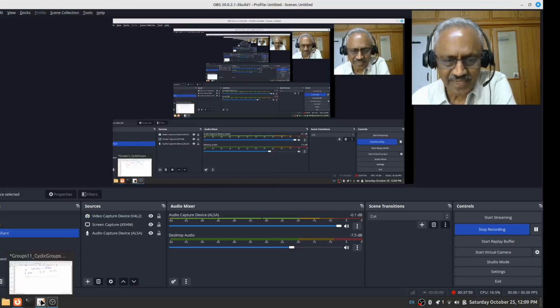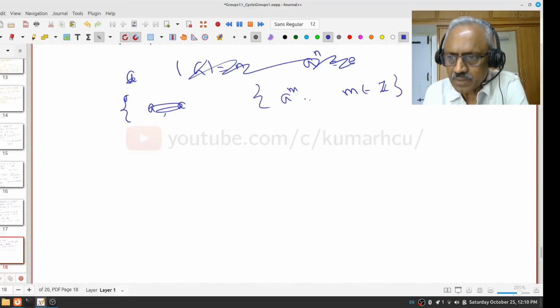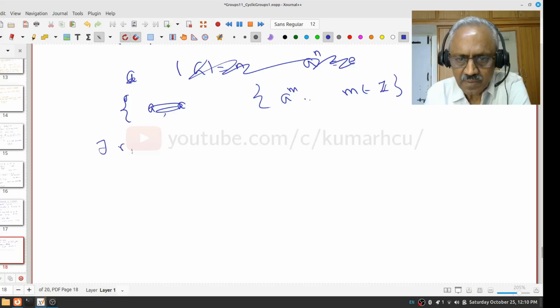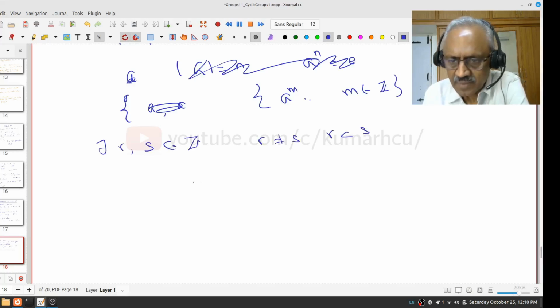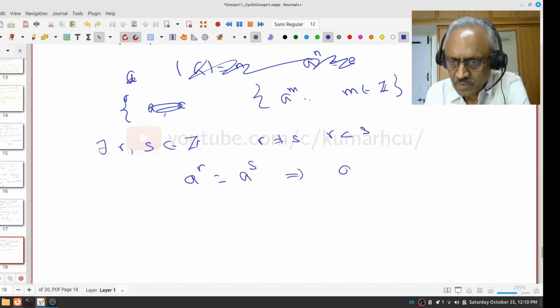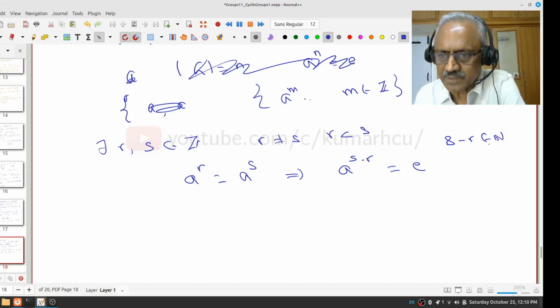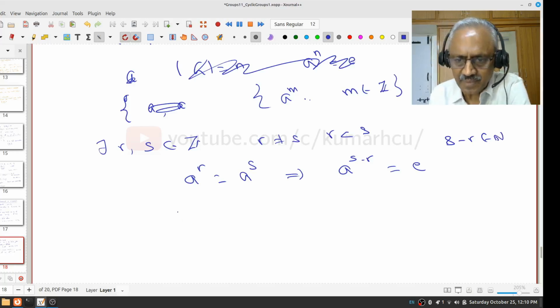The proof you had already seen: since this is a subset of Z, there exist integers r and s in Z, r not equal to s, let us say r less than s, so that A to the power r equals A to the power s. This means A to the power s minus r is identity. Remember, s minus r is a natural number now.